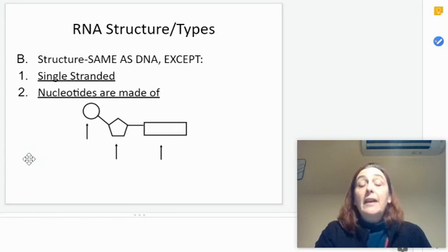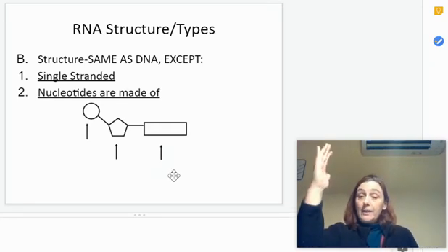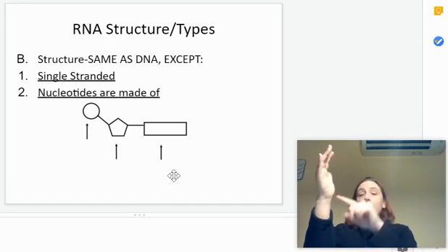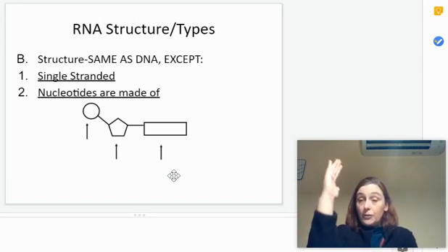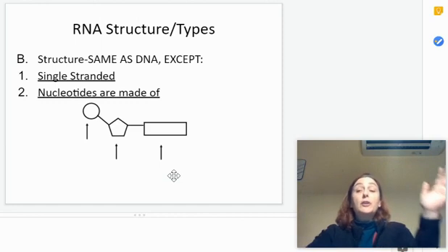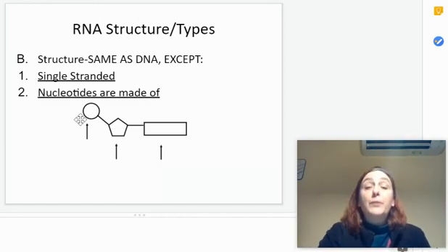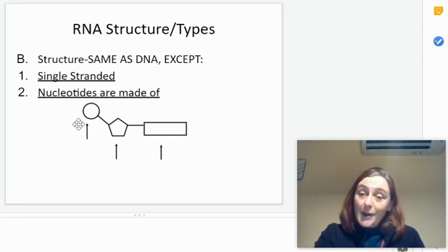Two, they are made of nucleotides. So that strand is made of nucleotides. The circle, the pentagon, the rectangle, the circle, the pentagon, the rectangle, right? So it's just a single strand of nucleotides, just like DNA was a double strand of nucleotides. This is a single strand of nucleotides. And they're made of the circle, which is what? A phosphate group, and a pentagon.